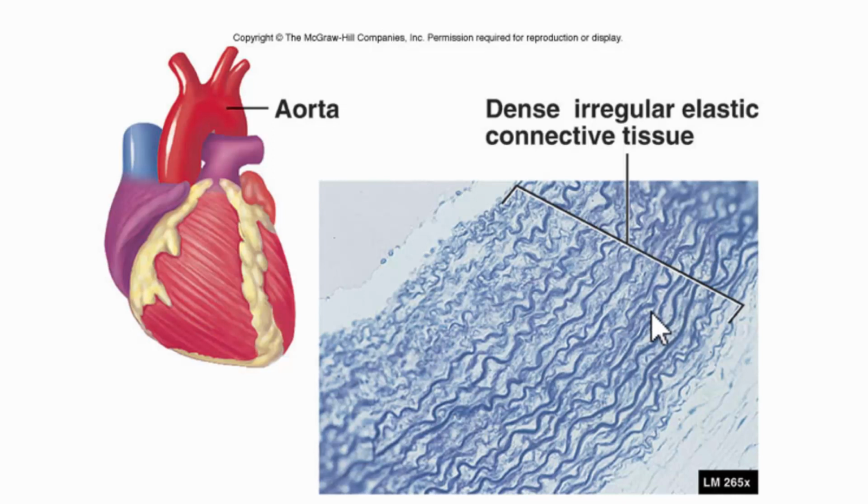And again, these are all wavy because when you pull on it, these straighten out and it allows it to expand. And then when you take the pressure off, it recoils back down and looks all wavy again. But see, it's not very uniform. So we say that it's dense, irregular, elastic connective tissue.